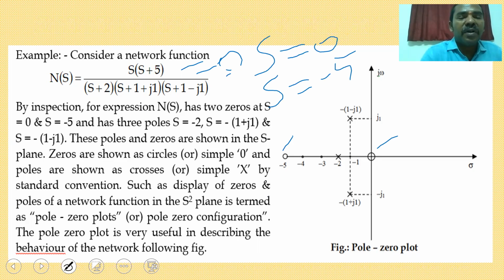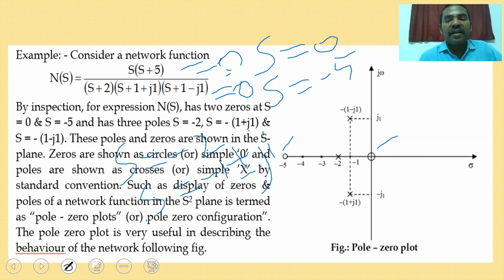If you substitute so that the value of N of s is infinity, you get the poles. So here s is equal to minus 2 and s is equal to minus 1 plus or minus j1. So a complex conjugate pair you are getting. Poles are represented by cross symbols. Here the complex conjugate pair is minus 1 plus or minus j1, on the upper side of the j-axis and the lower side of the j-axis, and another pole is at s is equal to minus 2.